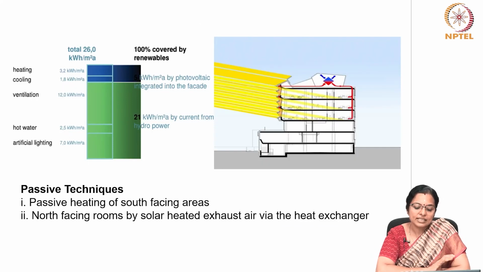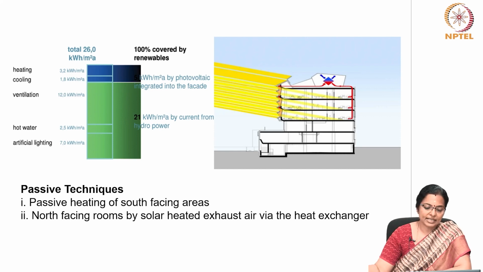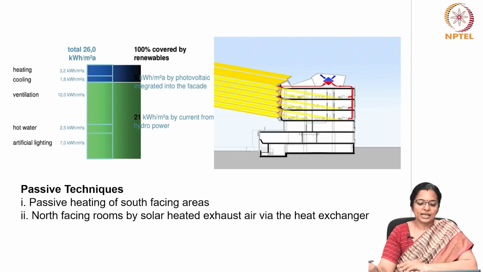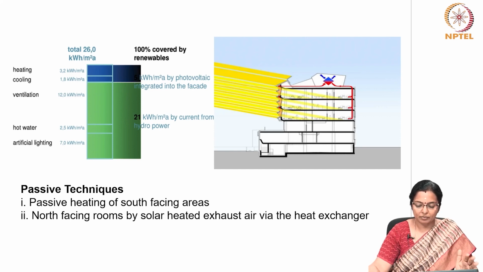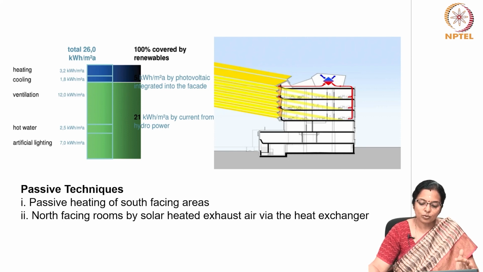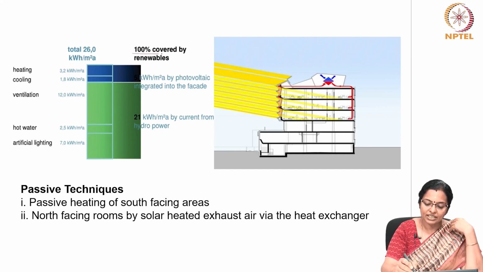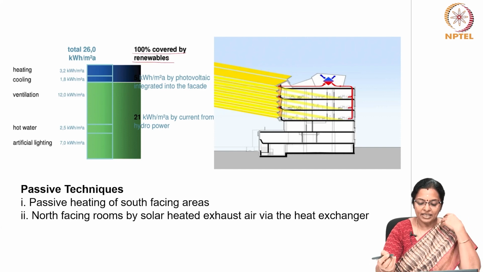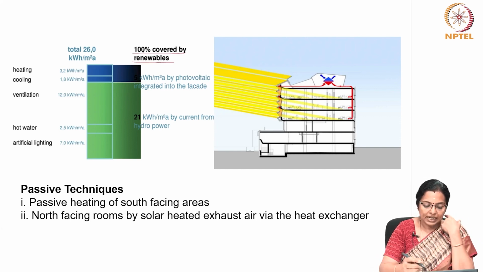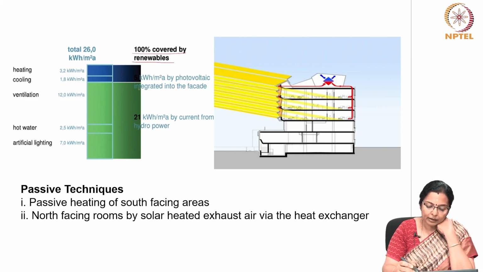Because of using these passive techniques, such as passive heating of south facing areas and north facing rooms by solar heated exhaust air via heat exchanger, this building, as compared to a benchmark building, has been able to have 100% coverage by renewables for its heating demand, cooling demand, ventilation, hot water and artificial lighting.